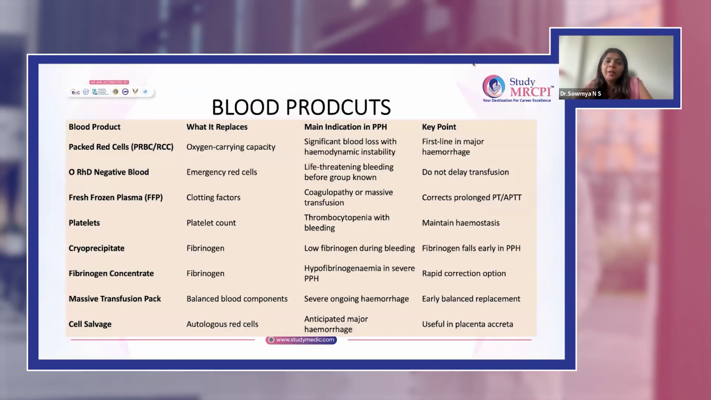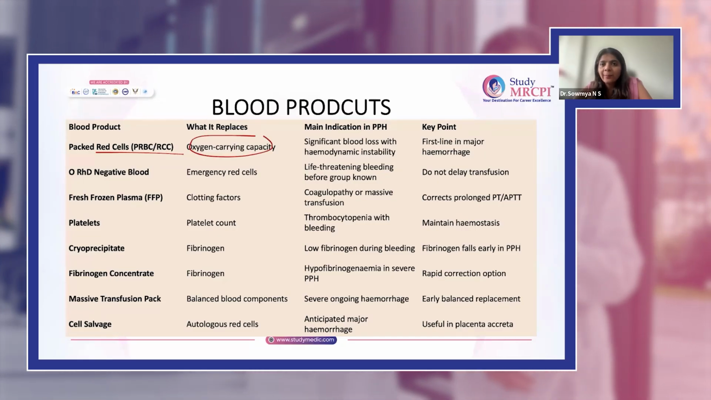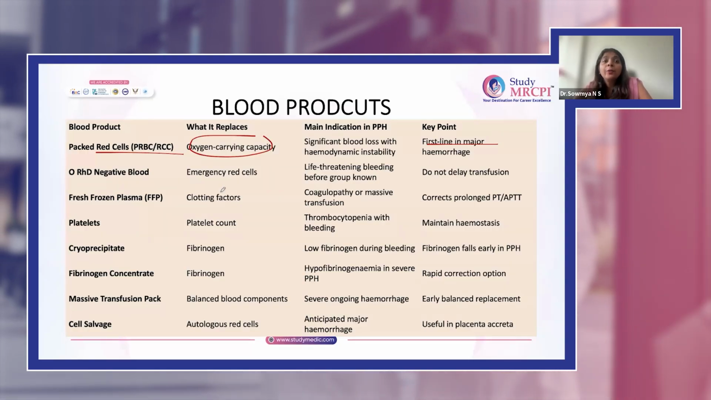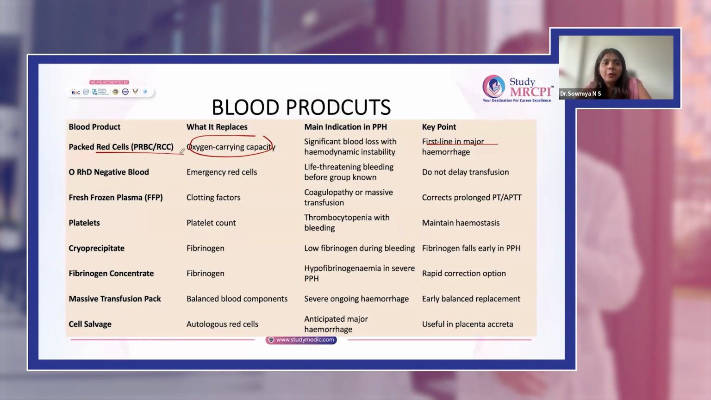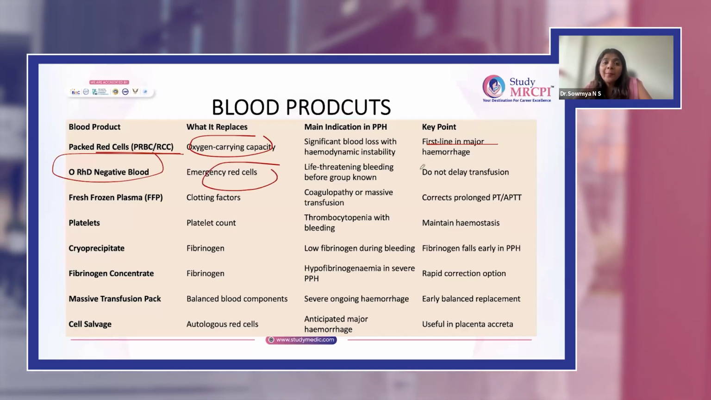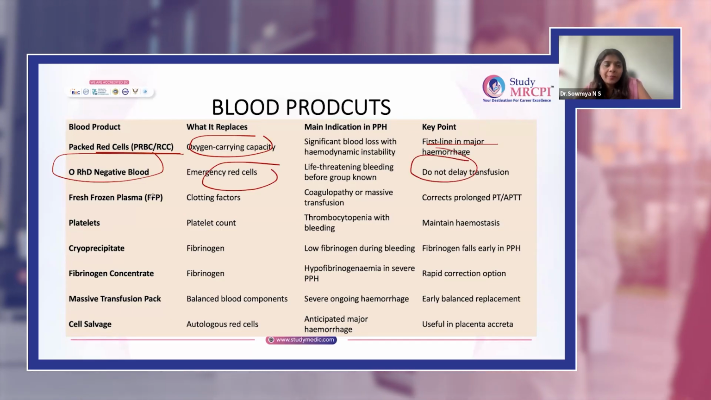So a bit about blood and blood products. Remember, packed red blood cells always increase oxygen carrying capacity, and this will always be a first line in major hemorrhage. If you don't have the specific blood group, quickly you can give O Rh negative blood. It is emergency one, and you need not delay the transfusion if you don't have the blood.